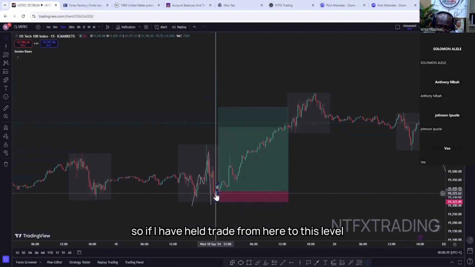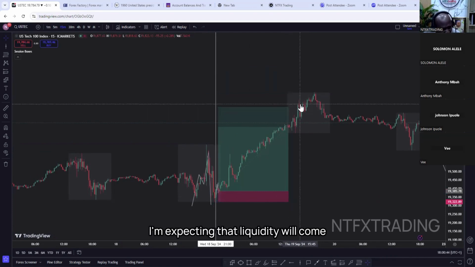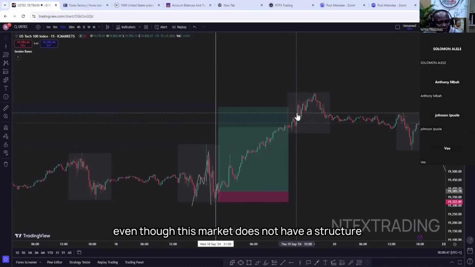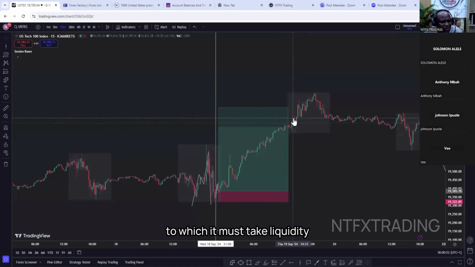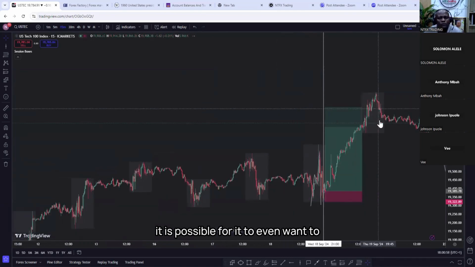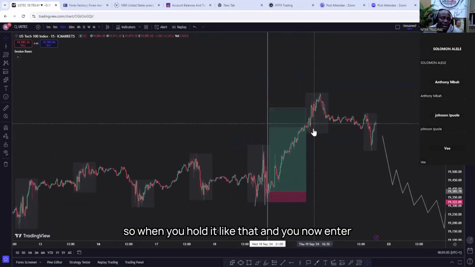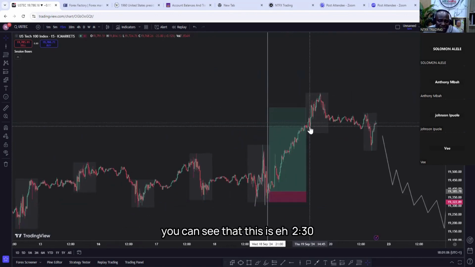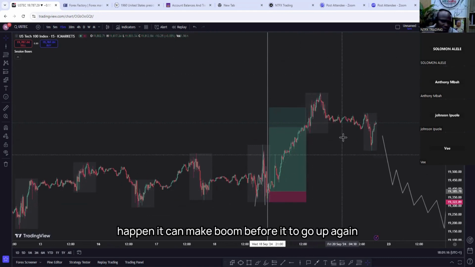So if I have held a trade from here to this level, I'm expecting that liquidity will come. Even though this market does not have a structure to which it must take liquidity, it is possible for it to attempt a bigger correction. So when you hold a trade like that and you now enter, you can see that this is 230. When this one pushes up at 330, anything can happen after 330. It can make a boom before it goes up again.